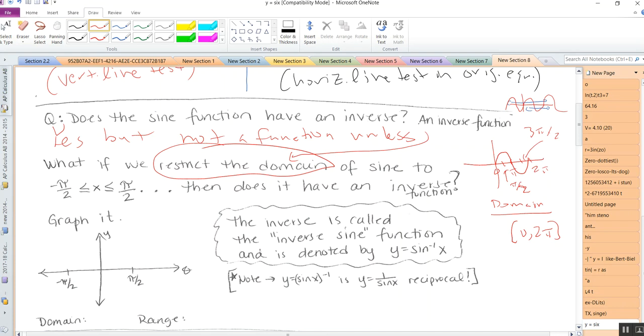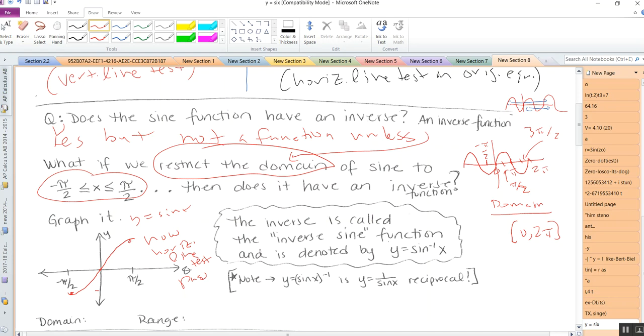What if I restrict it from negative pi over 2 to pi over 2? Now remember, if I keep going the other direction, negative pi over 2 is actually right there. It kind of looks like this. That is a sine graph. This is y equals sine x. I'm only graphing it in between those two x values. Now, the horizontal line test will pass if you restrict the domain. So this means that the inverse of sine x with this domain will now be a function.